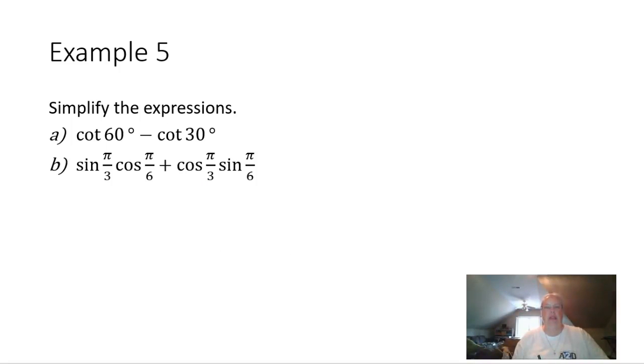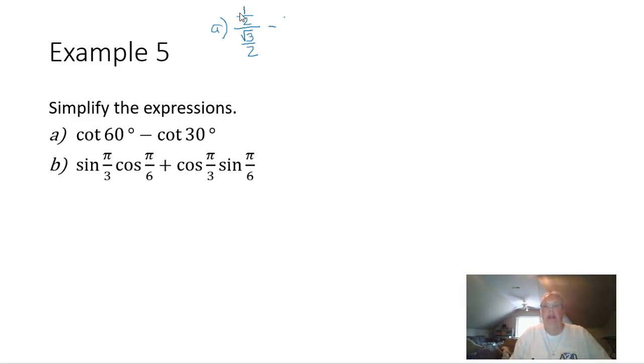Example 5, we're going to simplify these expressions. In part A, we want the cotangent of 60 degrees minus the cotangent of 30 degrees. Alright, if we look on our unit circle at 60 degrees, and remember the cotangent is defined to be x over y, we will find this is going to be 1/2 for x divided by the square root of 3 over 2 for y, and we are going to be subtracting the cotangent at 30 degrees.